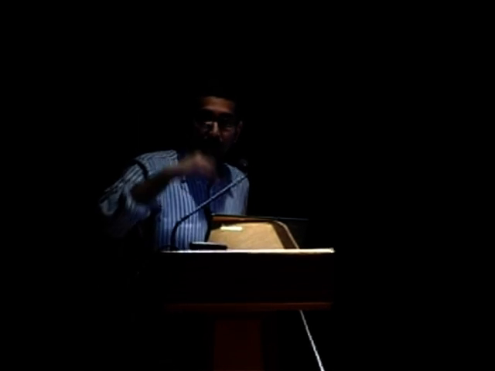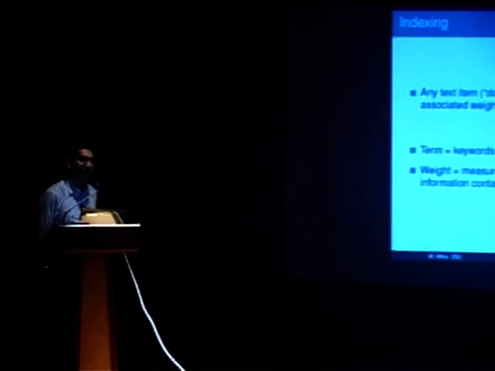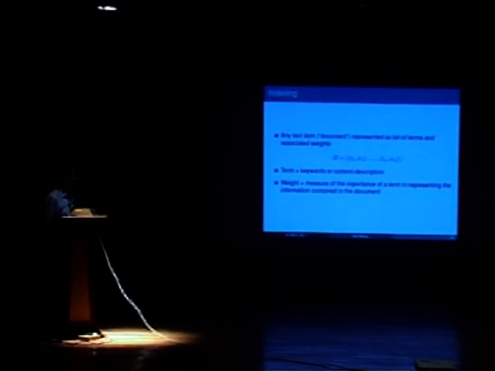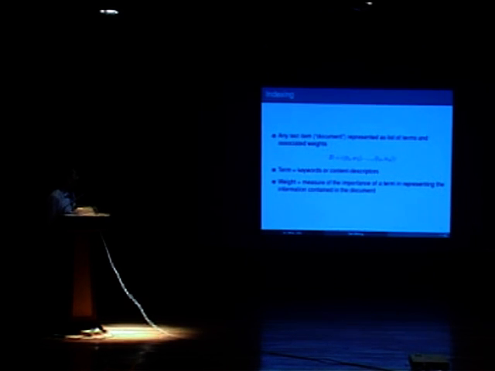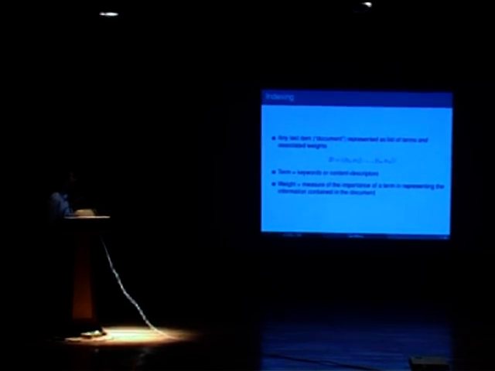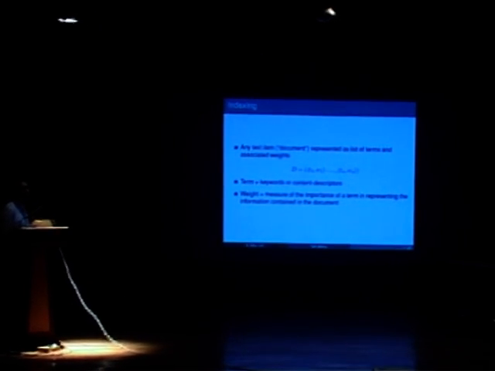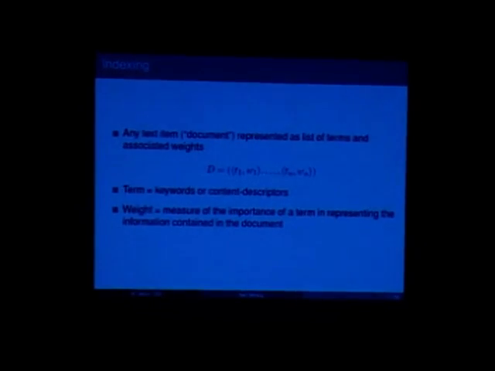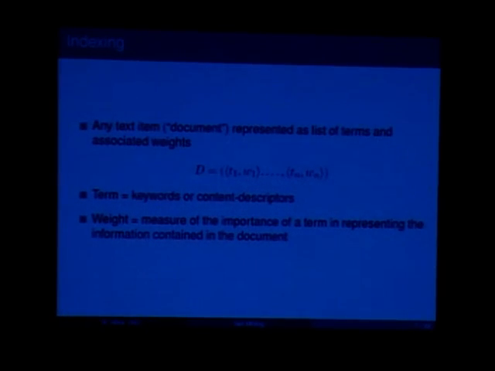So the first part that I'll be talking about consists of converting free-flowing natural language text to some kind of a structured representation. This is straight out of an information retrieval textbook. And the process is called indexing. So the idea is that any text item, it could be a web page, it could be a judgment, any document, is represented as a list of terms and associated weights. So these terms are basically keywords or content descriptors.